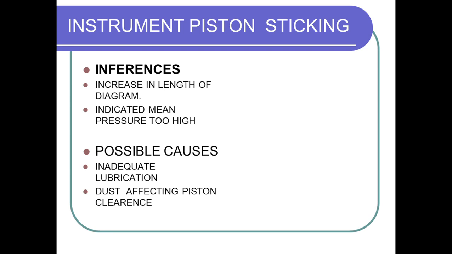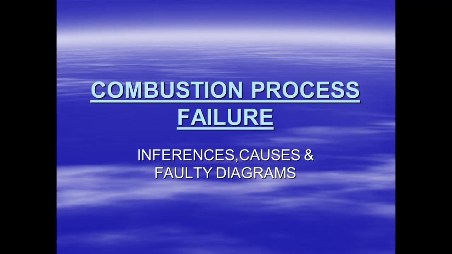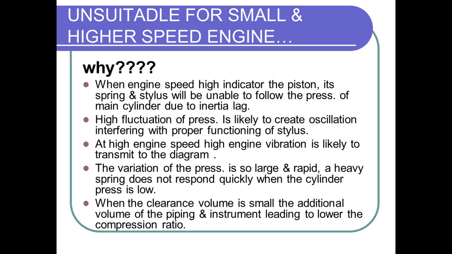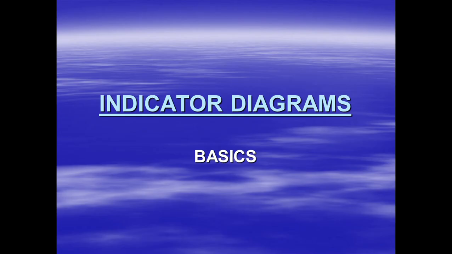Now, instrument piston sticking. The inferences are an increase in length of the diagram and indicated mean pressure too high. Possible causes are inadequate lubrication and dust affecting piston clearance. So these are the possible causes, and today what we have seen is what is known as indicator diagram basics.